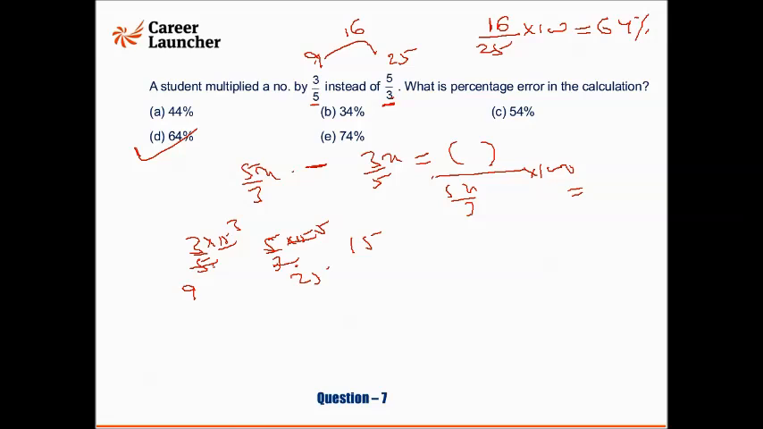9 and 25. Now the question is asking percentage error, meaning the difference, because earlier you had to multiply it by 25, but by mistake you multiplied by 9, right? So the difference of 16 you have created, correct, out of the total initial value. So for calculating the percentage, you have to multiply it by 100, okay? So in this way you will get 64%.